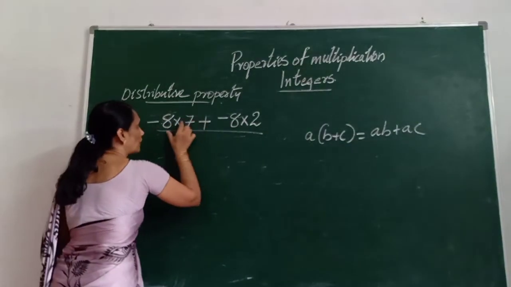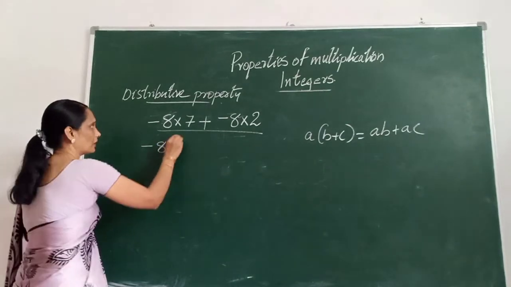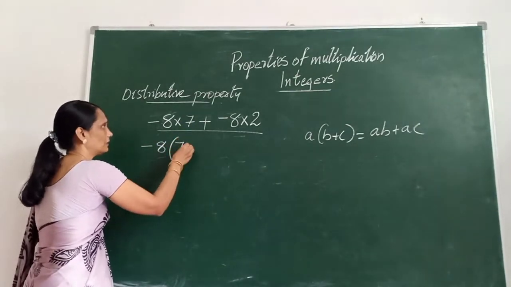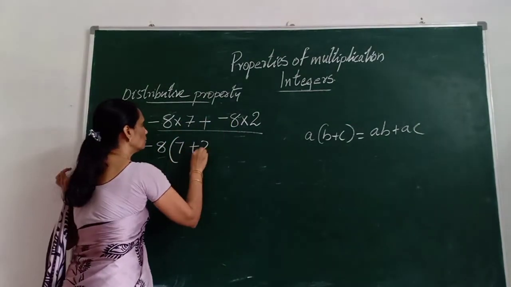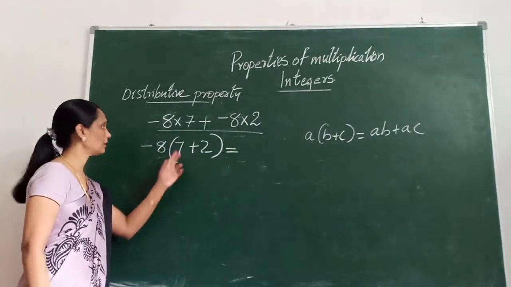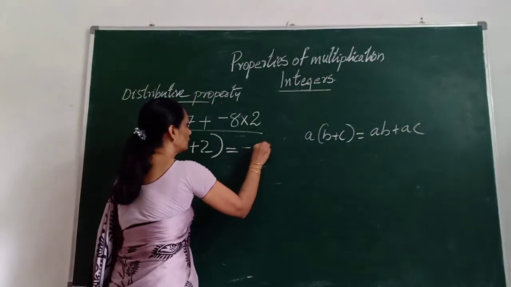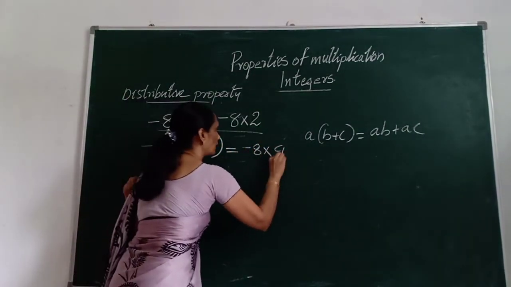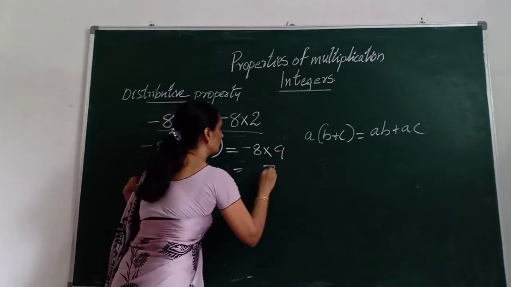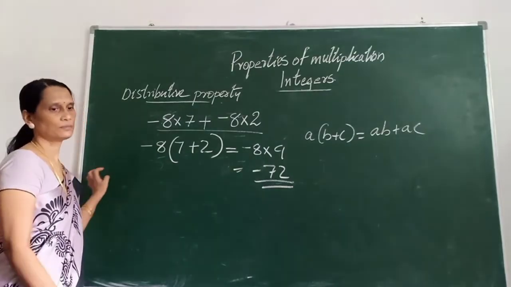That means in both of these, what is common? Minus 8 is common. Then what is remaining? 7, and here 2. So what is the answer? 7 plus 2, we know that is 9. 9 into 8 is 72, so minus 72. Minus 8 into (7 plus 2) is minus 8 into 9. 8 nines are 72. So the answer is minus 72. Okay.